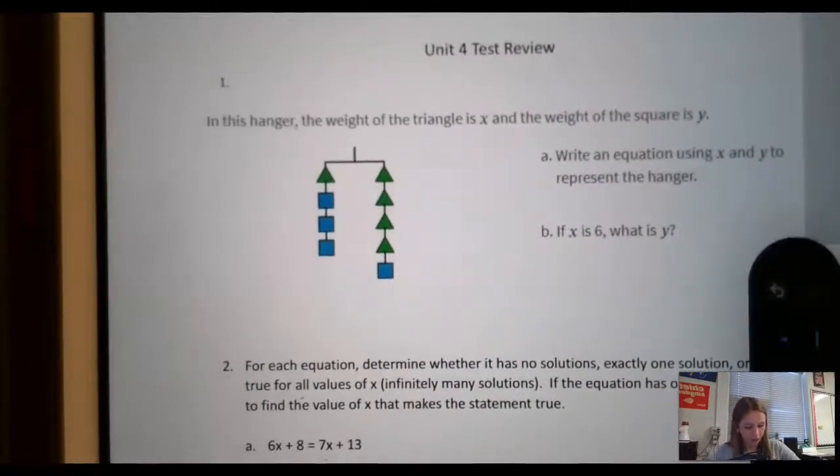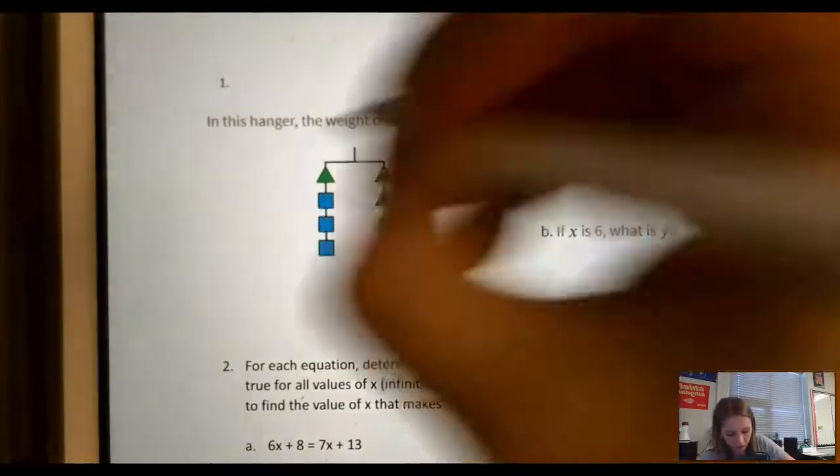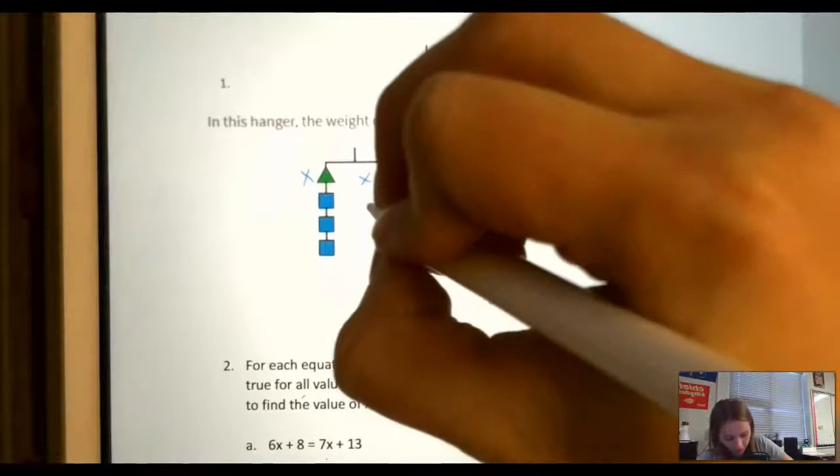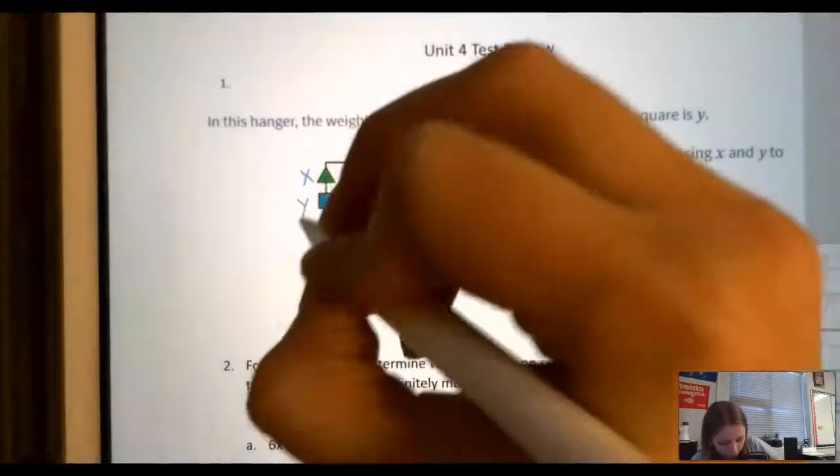Alright, so here we go with the first one. In this hanger, the triangle is X and the weight of the square is Y. So, what I'm going to do is label each of those shapes. So, my triangle is X, and my squares are Y's.